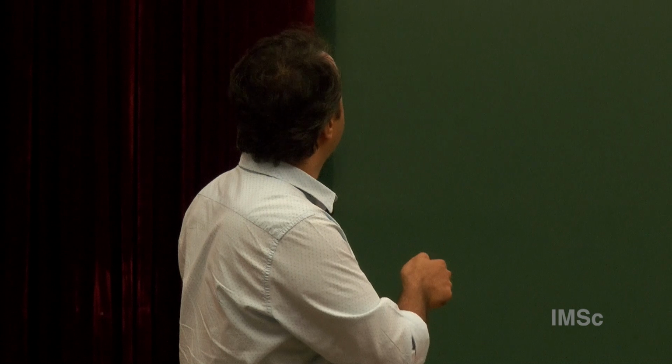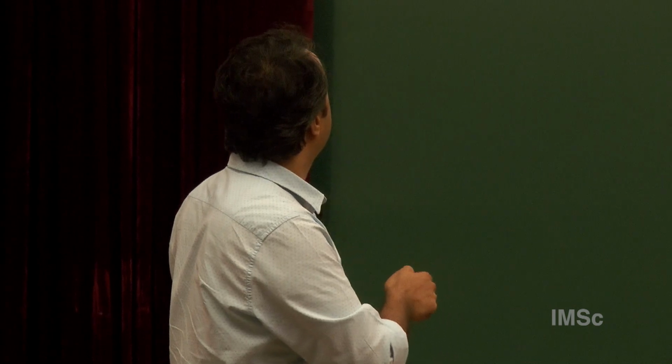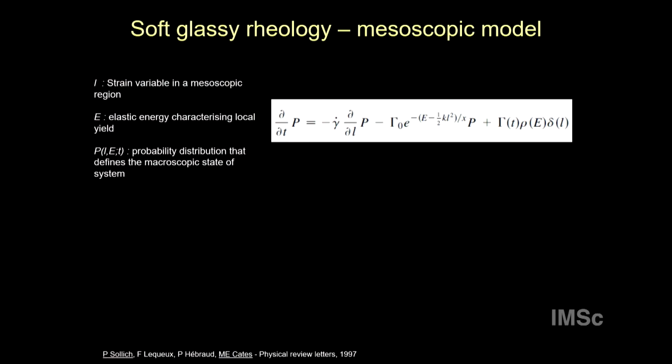So there are small mesoscopic regions, and each region is associated with a strain variable. Let's say this is L. This mesoscopic region is associated with some sort of yield threshold. When the strain in this region exceeds a certain threshold, the particles rearrange, and that's how they relax. And there is also elastic energy characterizing the local yield.